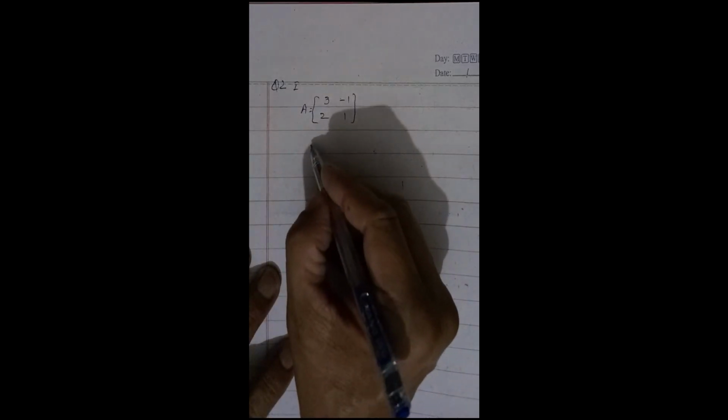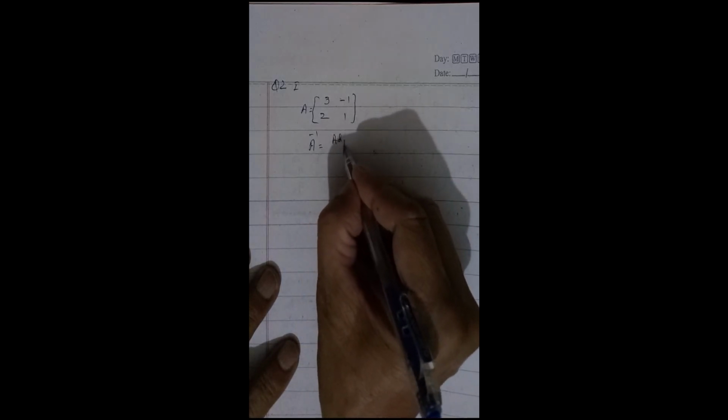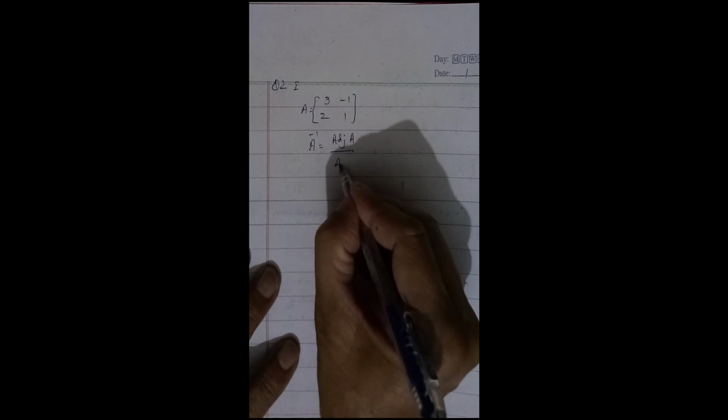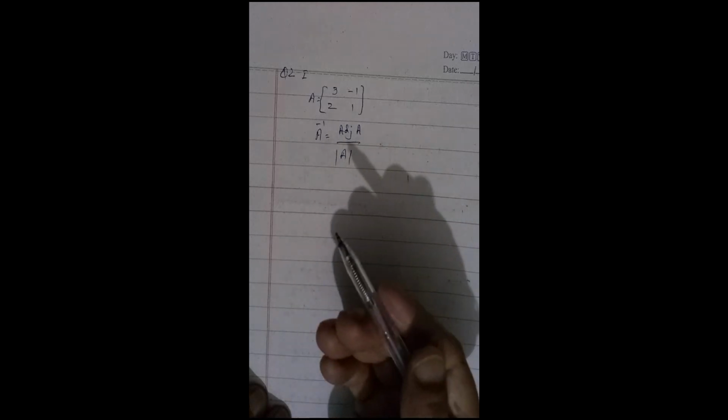Today we are into part 1, matrix A, which is 3, minus 1, 2 and 1, and we find its inverse. The inverse is A inverse equals adjoint A over A determinant. When we find the inverse of a matrix, we first calculate its determinant. If it is non-singular, then we can solve it, and if it is singular, then we cannot solve it.